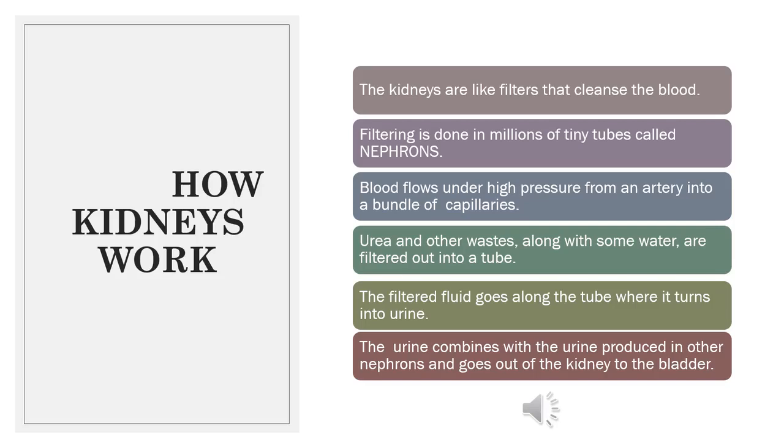Blood flows under high pressure from an artery into a bundle of capillaries. Urea and other wastes, along with some water, are filtered out into a tube. The filtered fluid goes along the tube, where it turns into urine. The urine combines with the urine produced in other nephrons, and goes out of the kidney to the bladder.